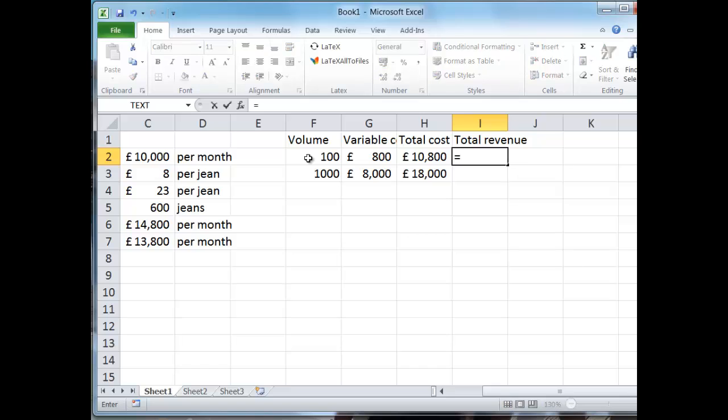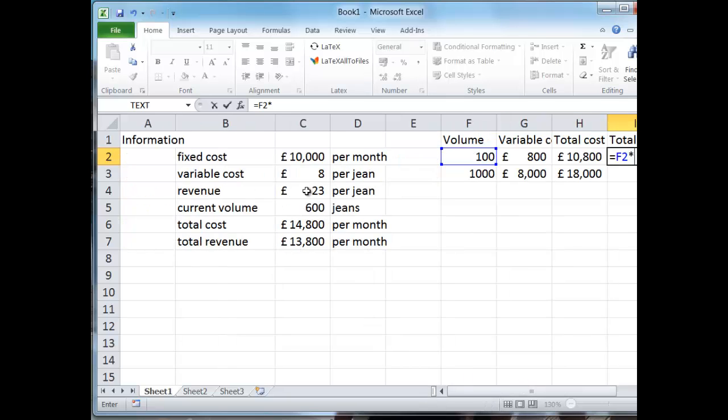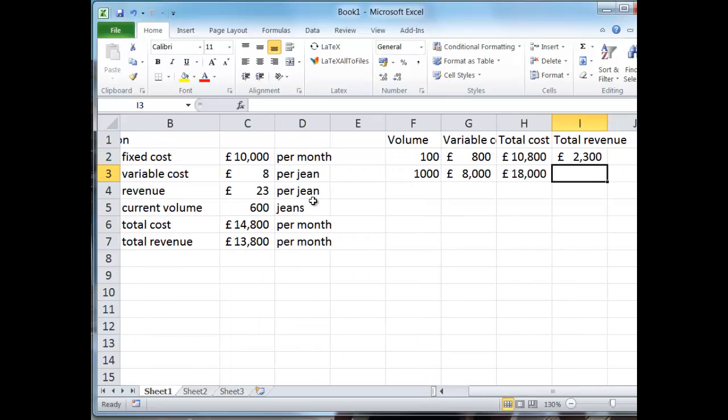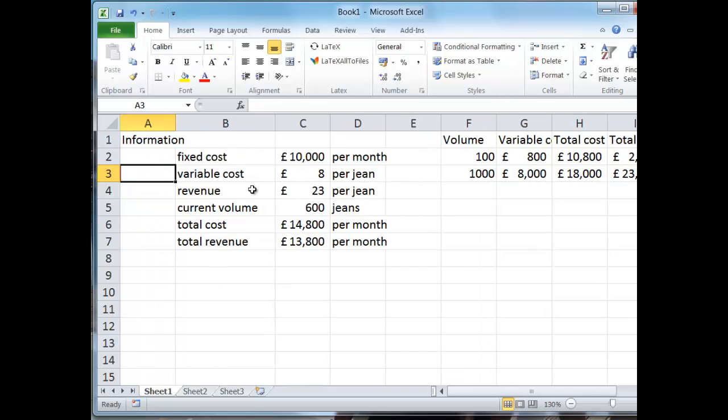Which is nothing else than the volume times price, and again the volume times the price. So here we do see already that if we sell 1,000 jeans, then the revenue is greater than the total cost. Okay.